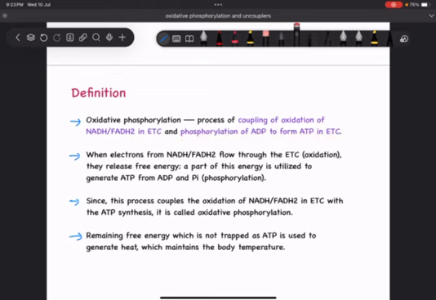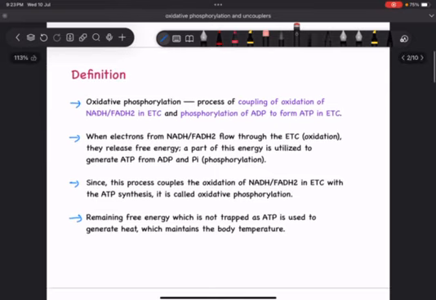So why is it called oxidative phosphorylation? Because there are two processes. First one is the oxidation and the second is the phosphorylation. So when the electrons flow from the NADH or FADH2 through the electron transport chain, they release free energy. Part of this energy is used to generate ATP and the other part is used to generate heat. So ATP is generated, which is known as the phosphorylation. The other is used to generate heat, which maintains the body temperature.